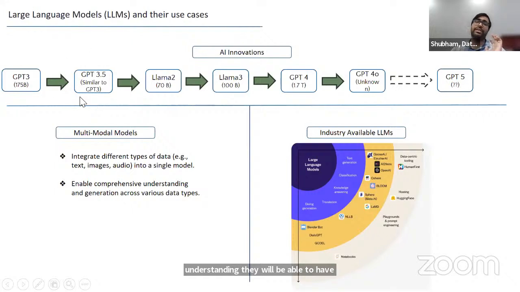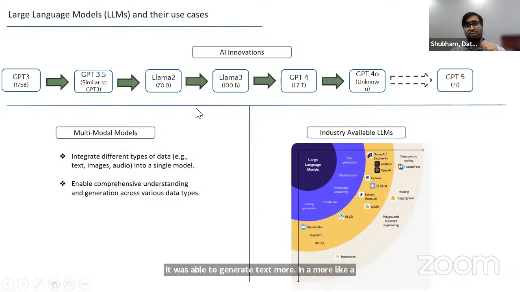Then the biggest innovation, which erupted in this field, was the inception of GPT 3.5. This was not a formal version released by OpenAI, but it was understood that ChatGPT was based on GPT 3.5. It was similar to GPT-3 but had much more capabilities. It was able to generate text in a more meaningful way.